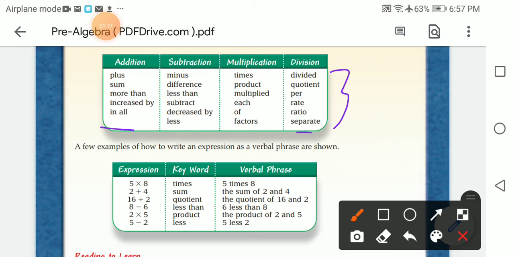A few examples of how to write an expression as a verbal phrase are shown. Expressions here: 5 times 8. 2 plus 4, the sum of 2 and 4. 16 divided by 2, the quotient of 16 and 2. 8 minus 6, 6 less than 8. We have taken this before in grade 7. 2 times 5, the product of 2 and 5. 5 minus 2, so I'm going to say 2 less than 5. Okay, this is to remember.